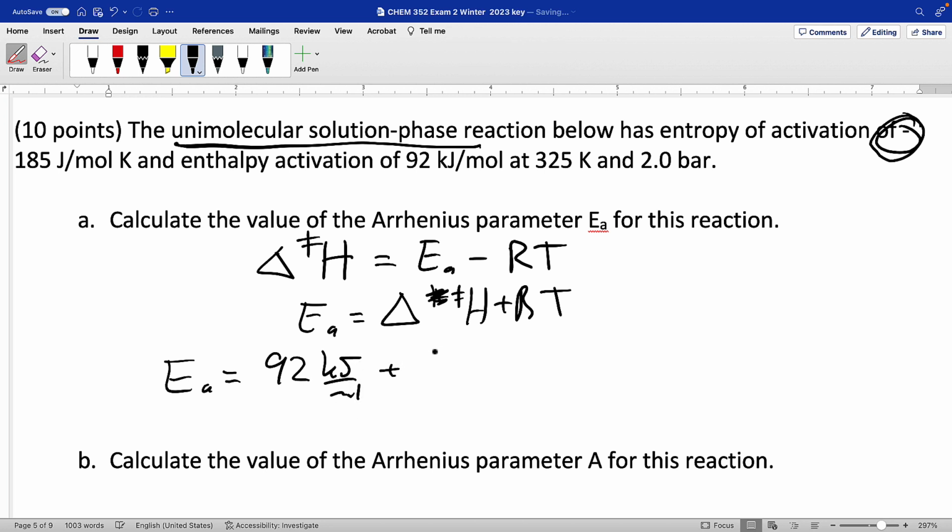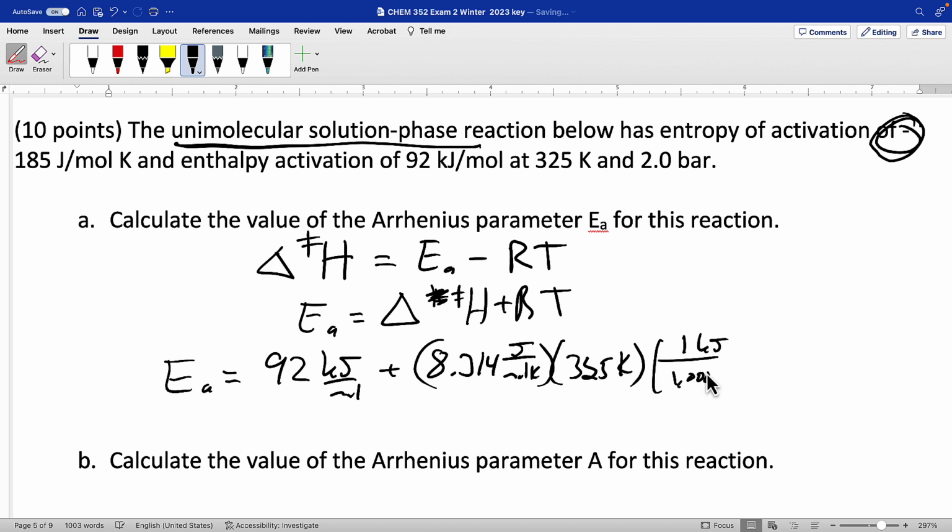plus we've got 8.314 joules per mole per Kelvin. We've got our 325 kelvins, and then we better put this into kilojoules. So we've got 1 kilojoule is 1,000 joules. So now I can cancel all this, and I end up with kilojoules per mole. Okay, so we get 94.7 kilojoules per mole.